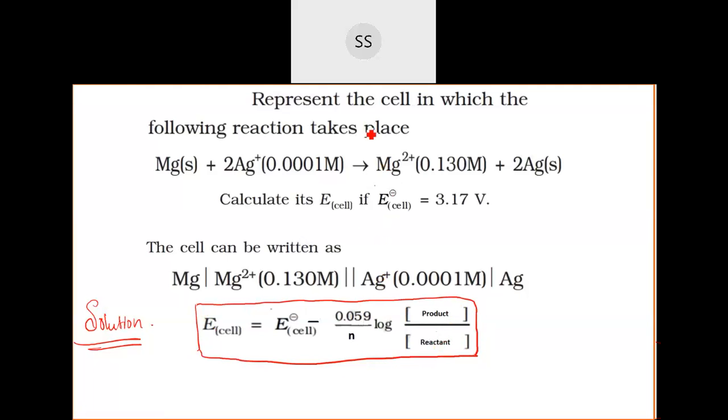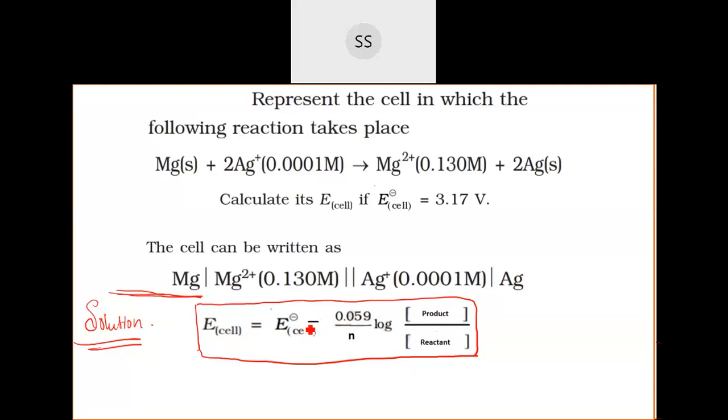Okay, here they have given the cell. This is the whole problem. Okay, till here is a problem. Above this, where I have written the solution, till here the problem is given to you. If they ask you to represent the cell, then you have to represent. Okay, so here, now we have written the equation. That is the formula for the Nernst equation. Now you need to substitute.